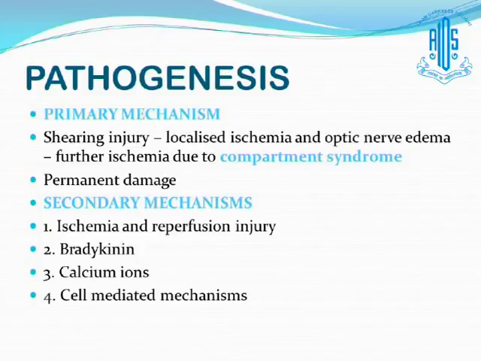A little bit about the pathogenesis of the disease. The primary mechanism is shearing injury, localized ischemia and optic nerve edema, which further causes ischemia because of the compartment syndrome, and this leads to permanent damage. The secondary mechanisms put forth by various authors are ischemia and reperfusion injury, bradykinins, calcium ion channels, and cell-mediated mechanisms.